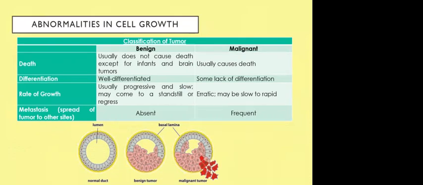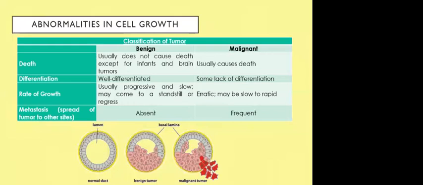Okay, the next one is rate of growth. For benign, it is progressive and slow and may come to a standstill or regress. It continuously grows, but it is slow, and it will arrive at a point where the size of the tumor will stay at that size. And for malignant, it can be erratic. The increase in size can be from slow to rapid.